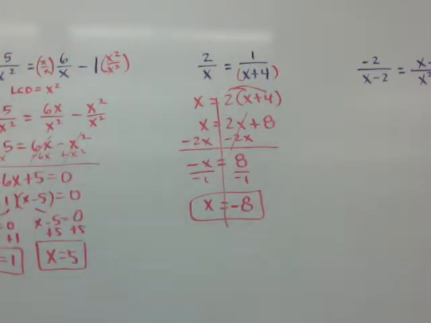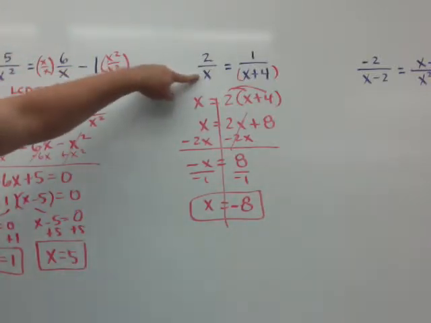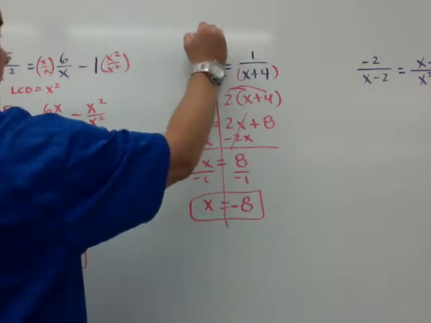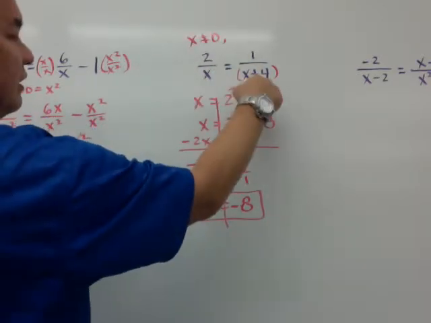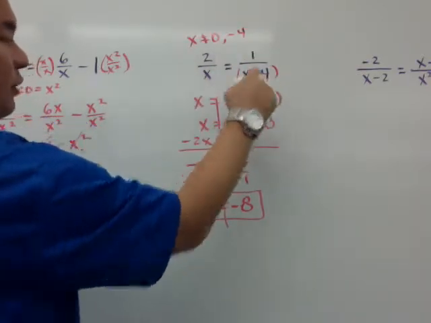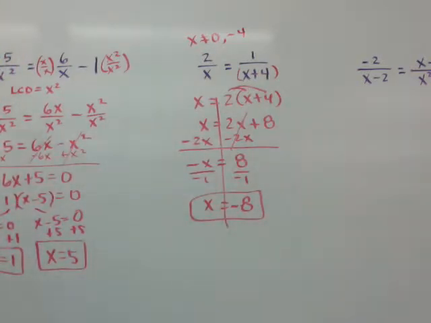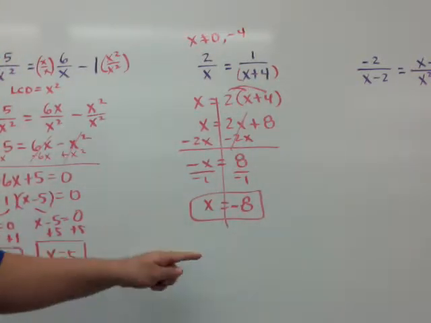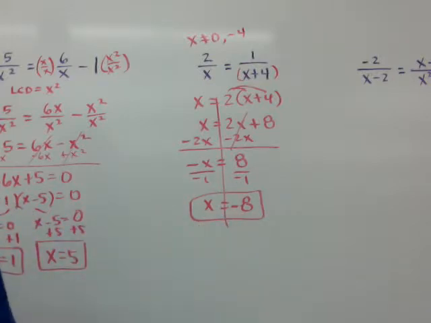Okay, and you can see in my restrictions here, x cannot equal 0. I'll write it up here. So x cannot equal 0 or -4, because -4 would make that denominator 0. But -8 is legal, so my answer is x is equal to -8.